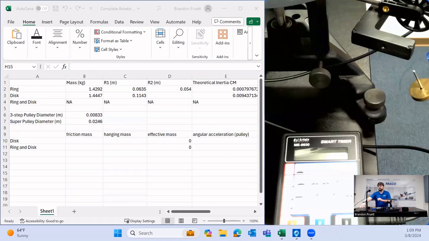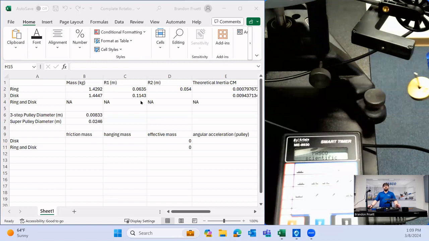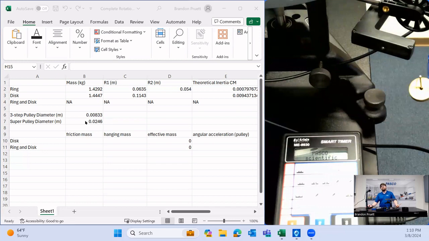All right. Turn our smart timer on here. Okay, so you notice I already have some values populated in here. I already measured the mass of the ring and the disc separately and recorded them here. And I already measured the radius of the disc, and then the internal and external radius of the ring. And then I also measured the diameter of the pulley right here that's on the rotating platform, and then also the diameter of the super pulley here. So once you have those, then you can actually start performing the experiment.